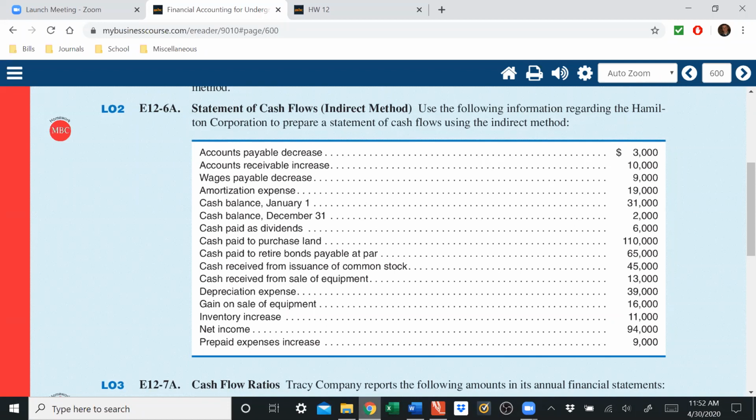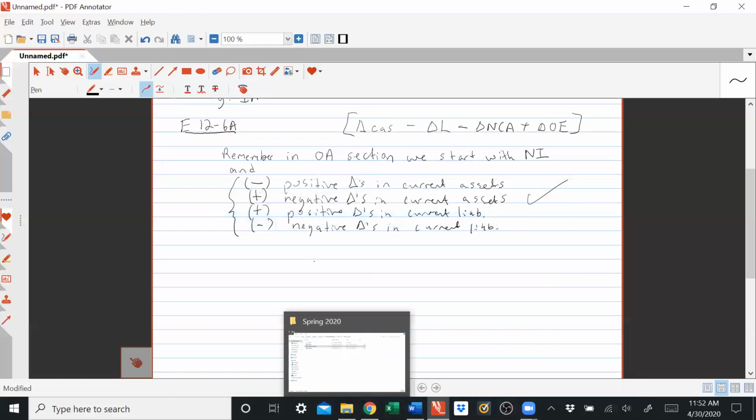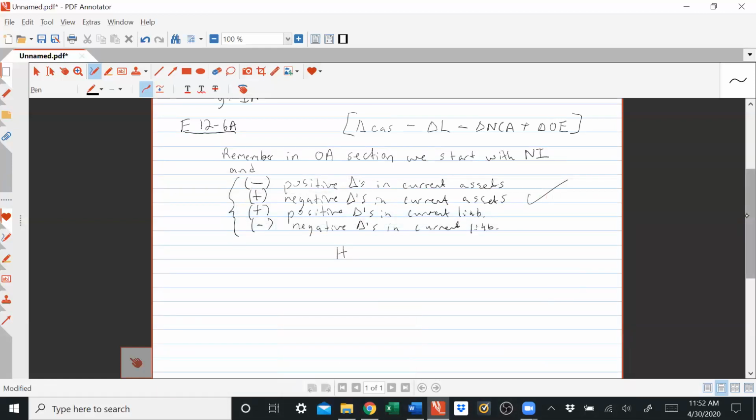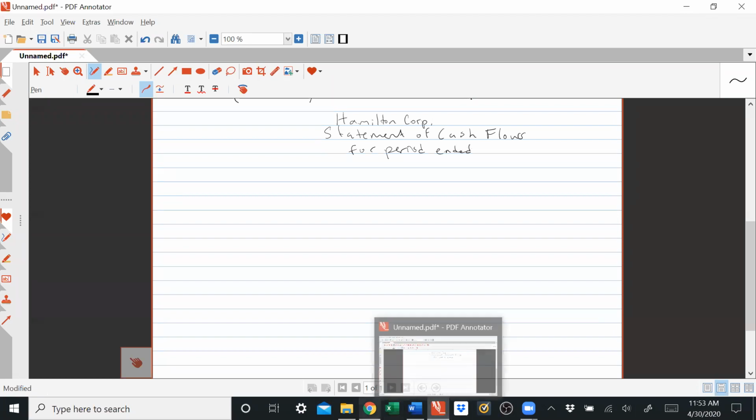So we have the name of the company, Hamilton Corporation. Let's see, do I have enough room here? Yeah, I probably have enough room. Then the name of the statement, statement of cash flows. And then this is for a period of time, so we say for the period which ended. It doesn't tell us the year, doesn't matter. We can just make up a date, 12/31/2020.